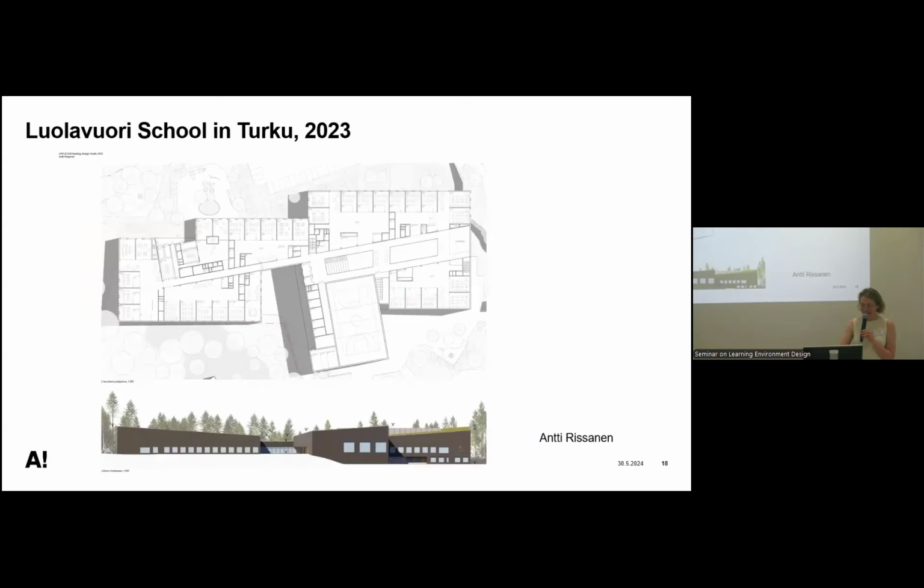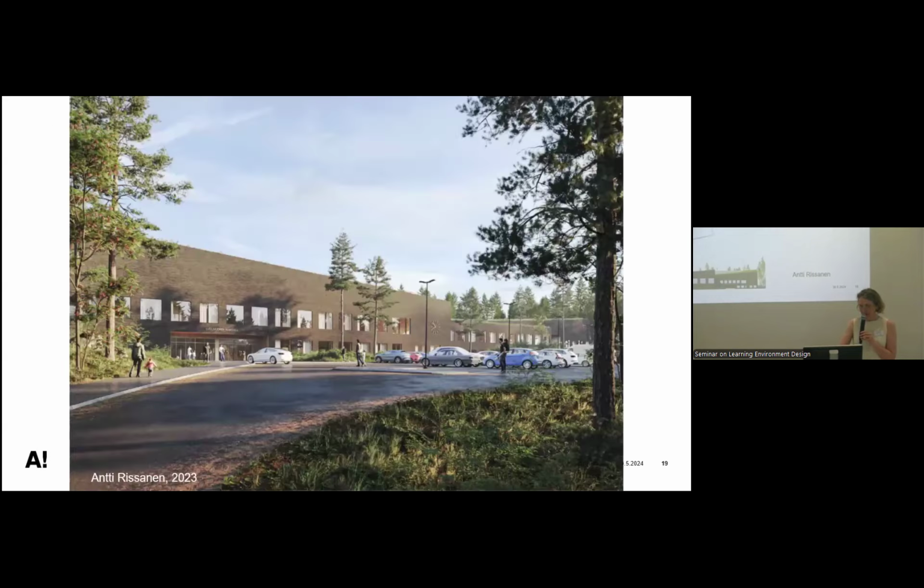And then another example by Antti Rissanen, whose basic design was that there is a central corridor spine, and the learning spaces are along that central corridor, and quite a familiar school architecture of the time. Very fine site with old pines and beautiful landscape there.